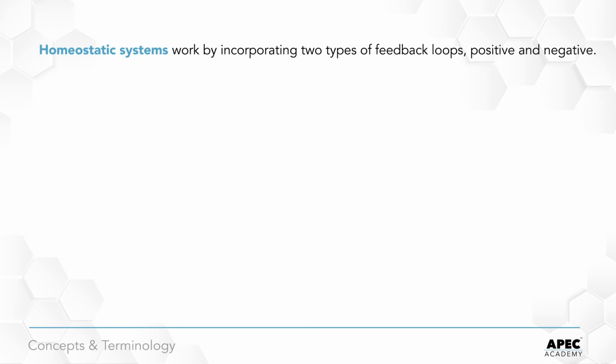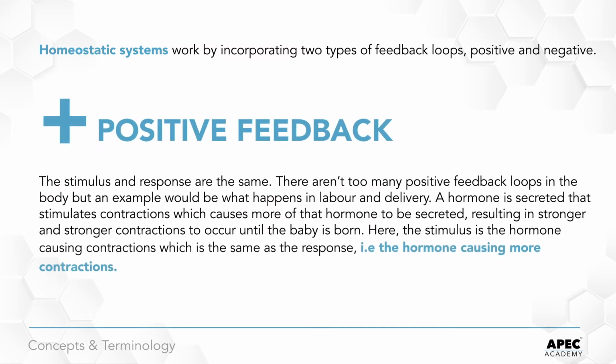Homeostatic systems work by incorporating two types of feedback loops, positive and negative. In positive feedback, the stimulus and response are the same. There aren't too many positive feedback loops in the body, but an example would be what happens in labor and delivery. A hormone is secreted that stimulates contractions, which causes more of that hormone to be secreted, resulting in stronger and stronger contractions to occur until the baby is born. Here, the stimulus is the hormone causing contractions, which is the same as the response, i.e., the hormone causing more contractions.